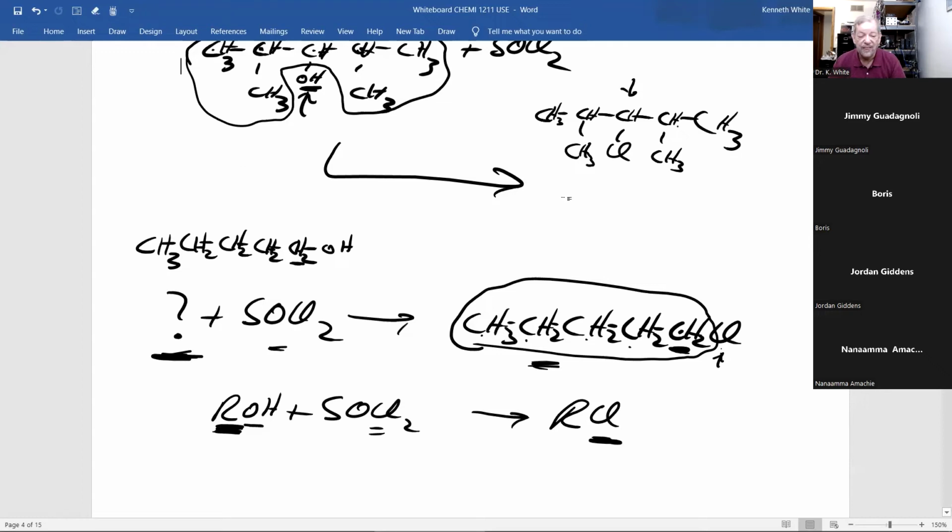Again, I have a chlorine on a carbon, an alkyl chloride, and I know thionyl chloride, SOCl2, reacts with an alcohol to replace the hydroxyl group with a chlorine. And the carbon that has the chlorine is the carbon that had the hydroxyl group.